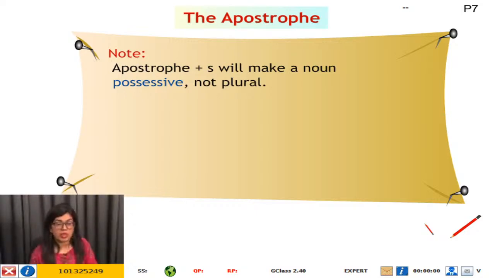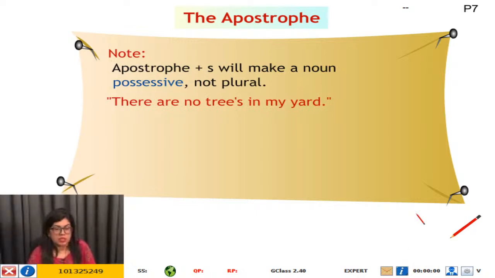Possessive, not plural. So an apostrophe, as in Shraddha's, cat's, doesn't mean it is in plural form. When there is no apostrophe mark, that will be considered as plural form. But with an apostrophe mark, it won't be considered as plural form.